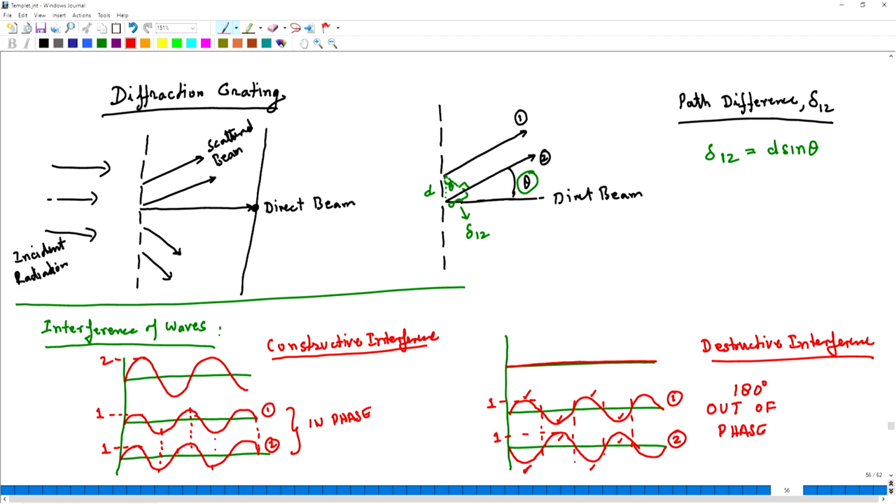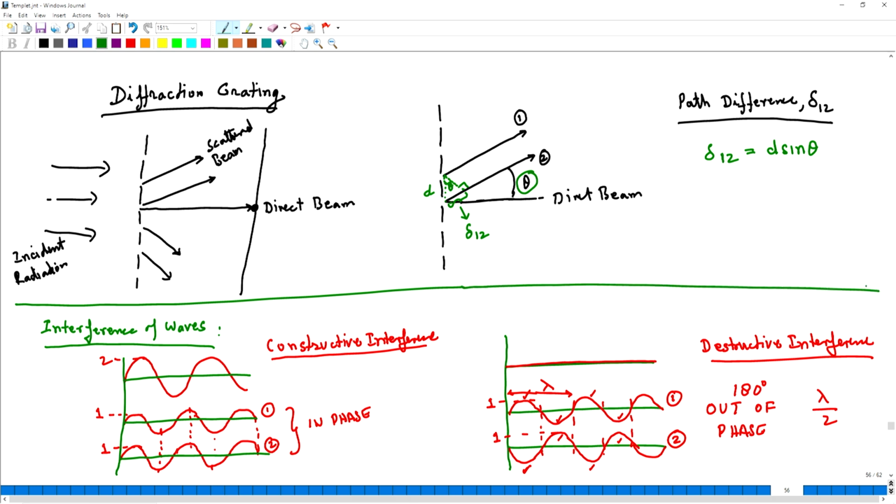Or you can say that I have shifted ray 2 with respect to ray 1 by essentially creating a path difference of lambda upon 2. So, when I shift the wave by a distance of lambda by 2, and remember lambda is your wavelength, which is represented like this, so this out here is lambda upon 2. If I shift by lambda by 2, you can clearly see that the peaks will correspond to the valleys and the valleys will correspond to the peaks.